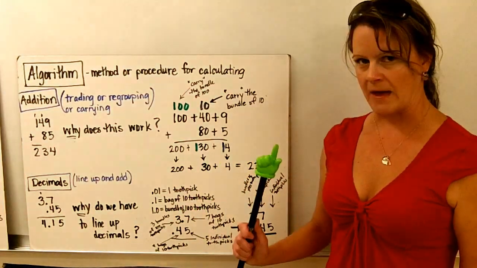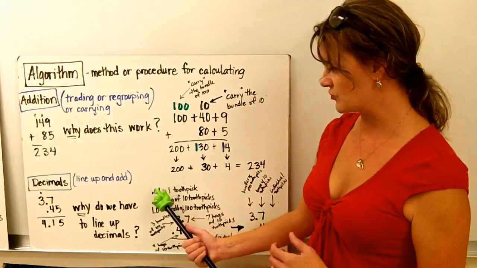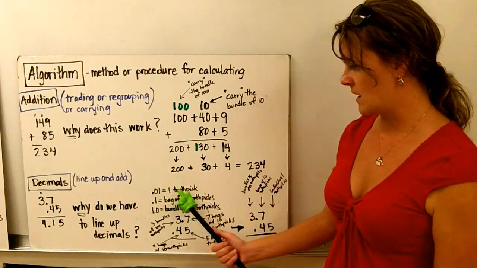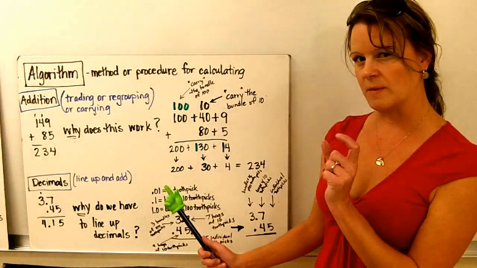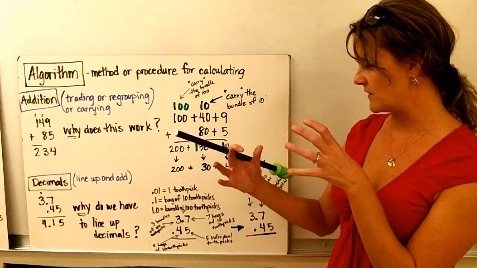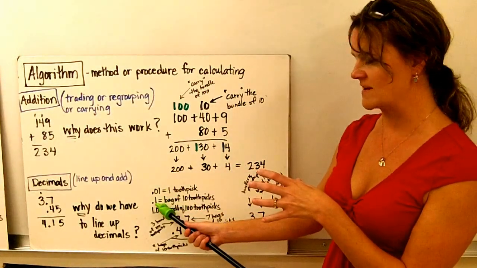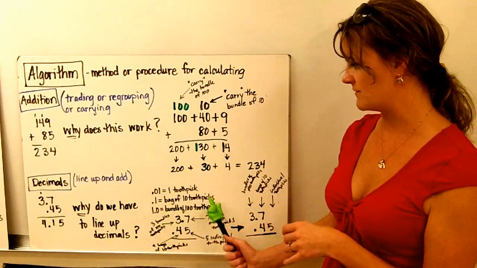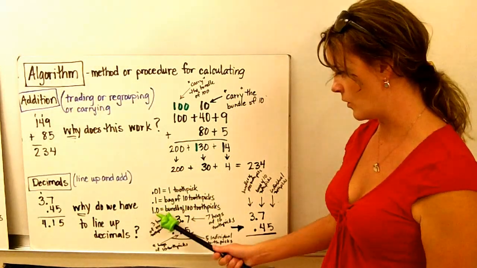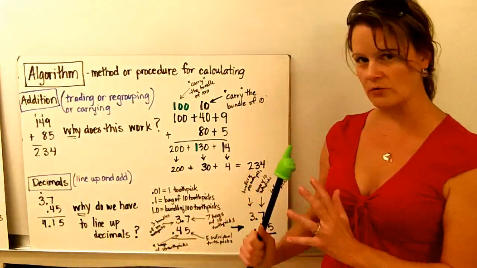So now we're going to talk about why we have to line up those decimals. Well, if we think back to our toothpicks and we give 100th, 0.01, the value of one single toothpick, so one individual toothpick is equal to a hundredth, then a bag of 10 toothpicks is going to have a value of a tenth, and then a bundle of 100 toothpicks will have a value of 1 whole.